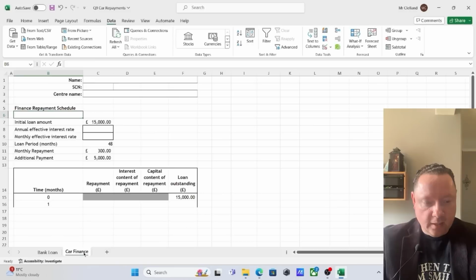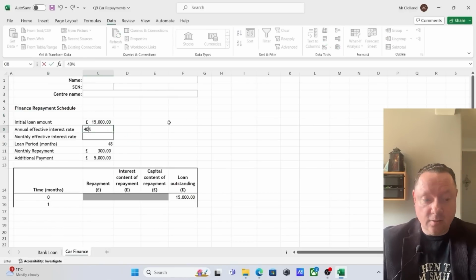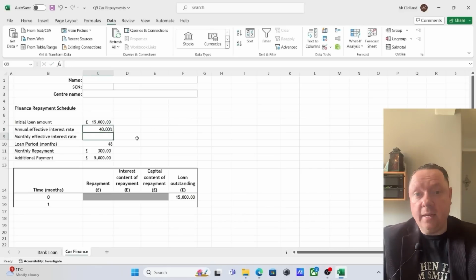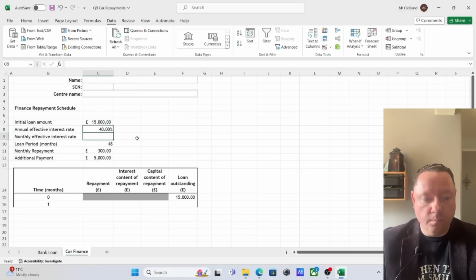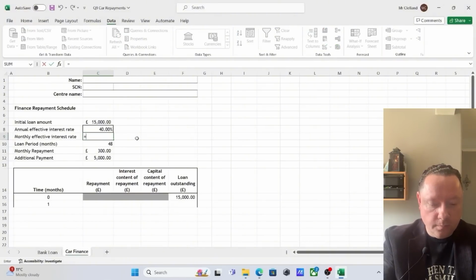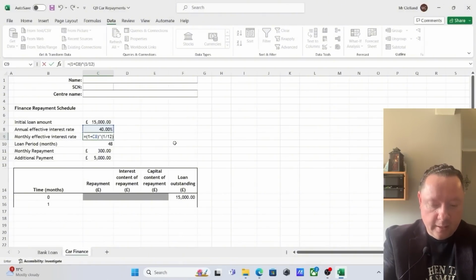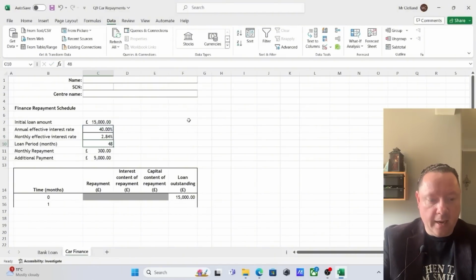So there's the car finance one there. So annual effective interest rate is what we're trying to find. We don't know it, so we're just going to guess. So 40%. I don't know, pick anything you want. Just don't pick anything too small. Okay, again, monthly effective interest rate, so that equals 1 plus this to the power 1/12, because it's a month, take away 1, and we get our monthly. Loan period is 48, monthly is this, additional is this.